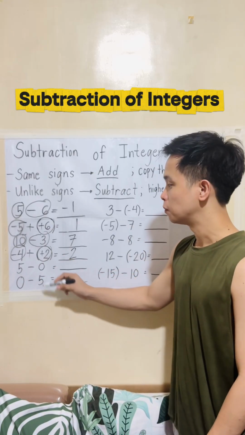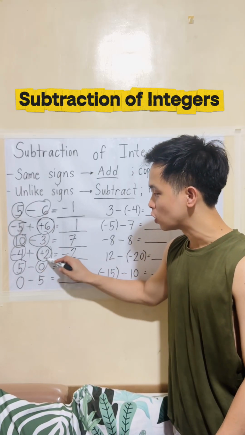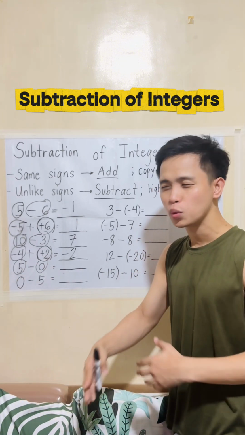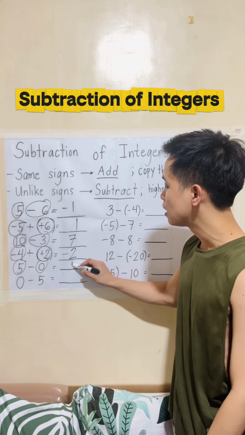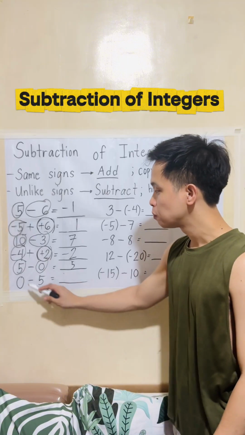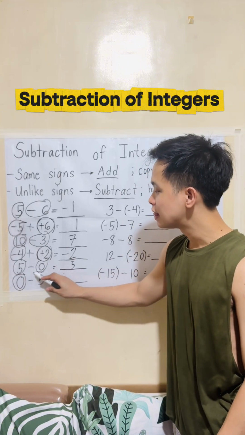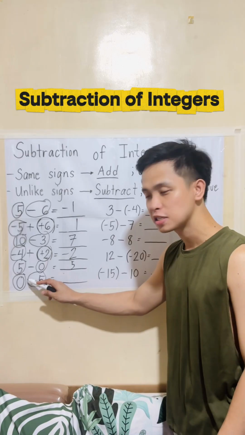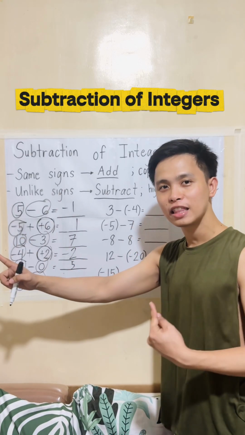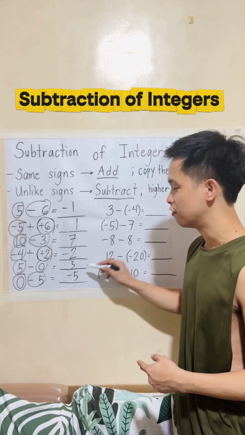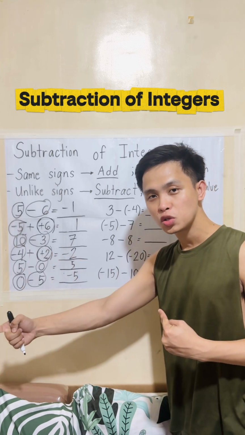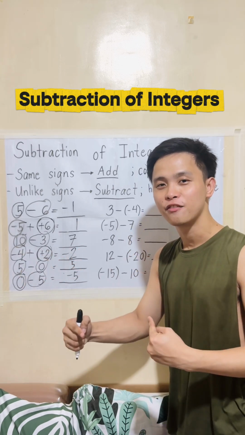5 minus 0. So 5 and 0. Subtracting 0 from any number will result to the number itself because we are subtracting nothing. So this is still positive 5. Next, 0 minus 5. Remember, we have here 0 and negative 5. I take the minus symbol as the sign of the number next to it. So 0 and negative 5 is negative 5. It's just like we're adding 0 and negative 5. Any number added to 0 will give us the number itself.